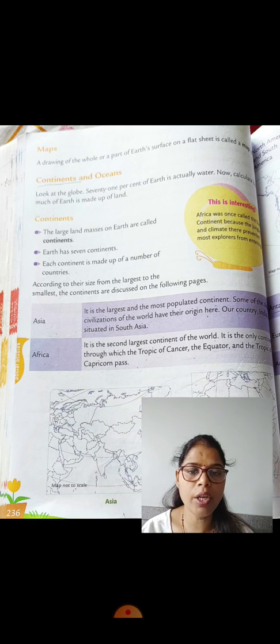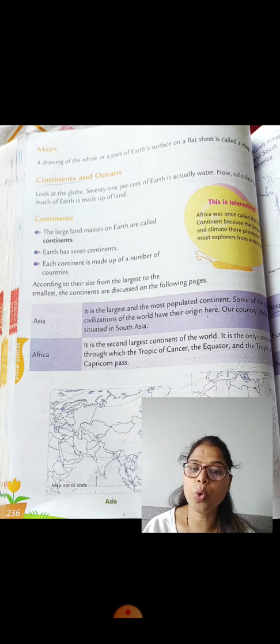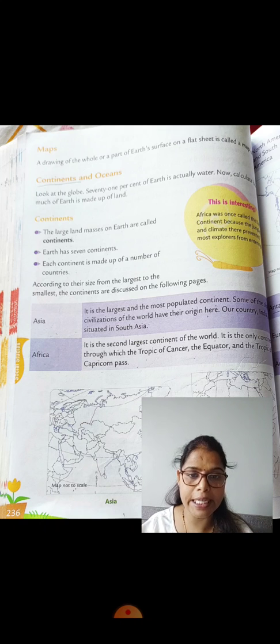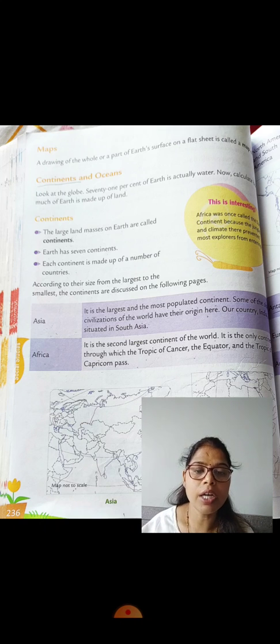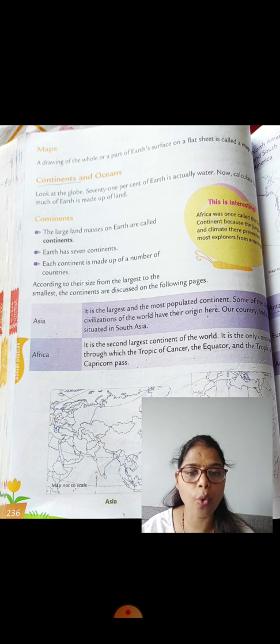A map is a drawing of the whole or a part of a surface on a flat sheet. So what is a map? It's a drawing of the earth's surface on a flat sheet. मतलब जो हम flat sheet पे या plain sheet पे जो जो किसी एरिया का या स्टेट का या किसी कंट्री का जो ड्राइंग निकालते, that is called a map.